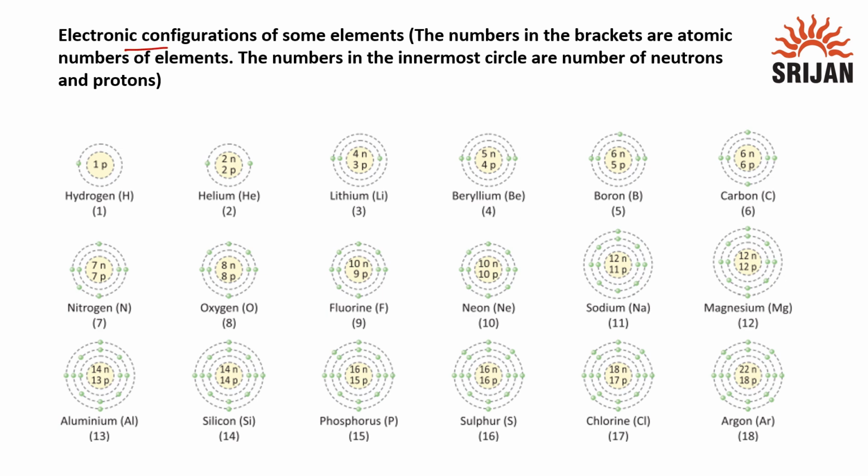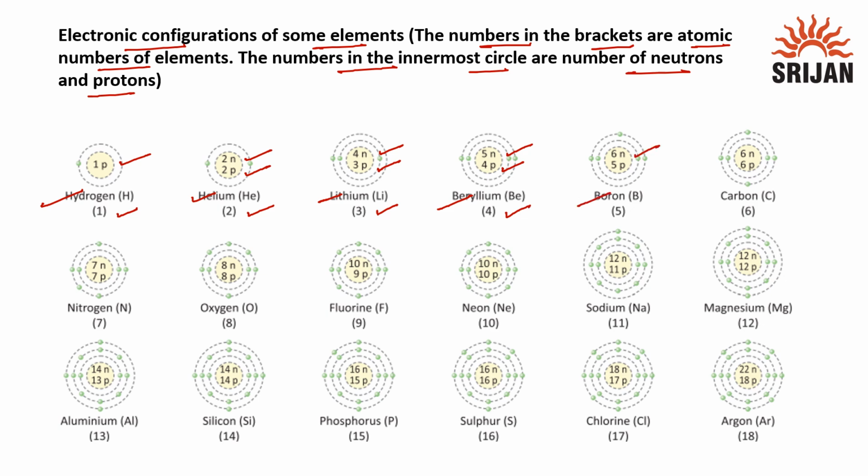Here we have electronic configurations of some elements and the numbers in the bracket are atomic numbers of the elements and the numbers in the innermost circle are the numbers of neutrons and protons. Let's take few examples. Hydrogen has one proton and one electron. Helium has two neutrons, two protons and 2 electrons. Lithium has 4 neutrons, 3 protons and 3 electrons.